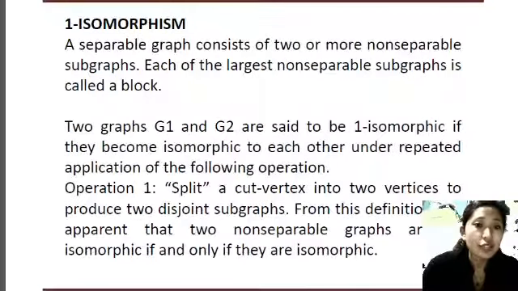So next we are going to see two types of isomorphism, and this is related to separable graphs, that is one isomorphism and two isomorphism. Okay, so we know that a separable graph is a graph which has a cut vertex. And what is a cut vertex? It is that vertex removal of which will make your graph disconnected. Now from that cut vertex, both sides of the graph will be called blocks.